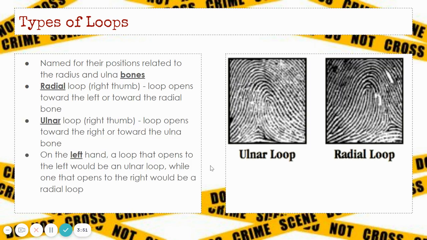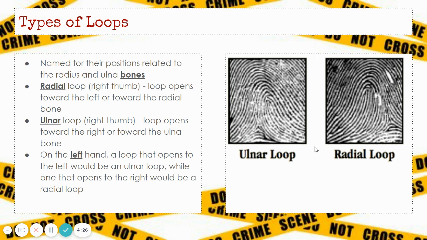There are also types of loops called radial loops and ulnar loops. They're named for the bones that are in your arm. So when we look at the right thumb, a radial loop is going to open and exit towards the left or towards the radial bone. So your radial bone is the inner part of your wrist. So that loop is going to enter and exit towards your radius. Versus an ulnar, which on your right thumb is going to open towards the right and exit towards the right as well, towards the ulna, which is the outer wrist bone.